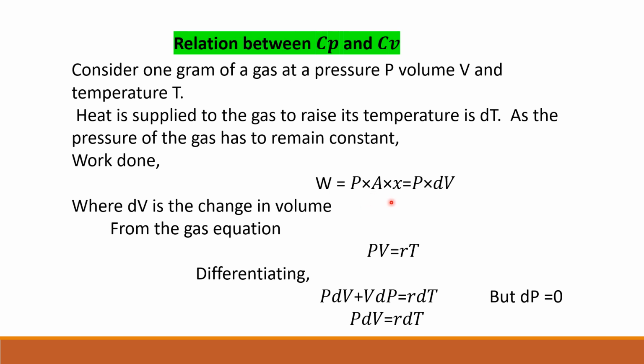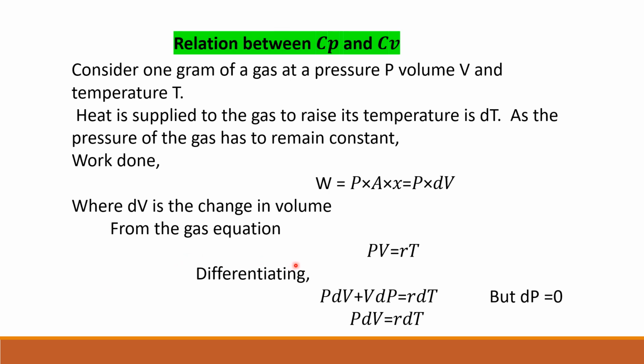Force per unit area, or pressure, into area, into X. P into A into X. A into X is the volume. Area into distance is volume. So W equals P into dV, where dV is the change in volume.